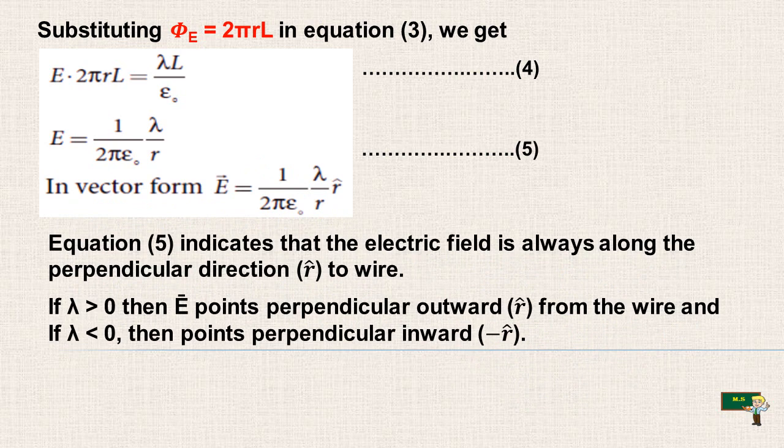Now equation 5, that means E equal to 1/(2πε₀) · λ/R, indicates that the electric field is always along the perpendicular direction to the wire. If λ is greater than 0, then E points perpendicularly outward from the wire, and if λ is less than 0, E points perpendicularly inward.